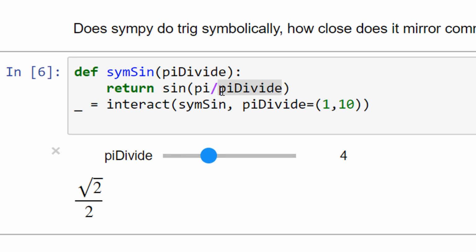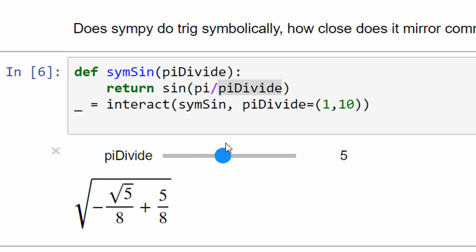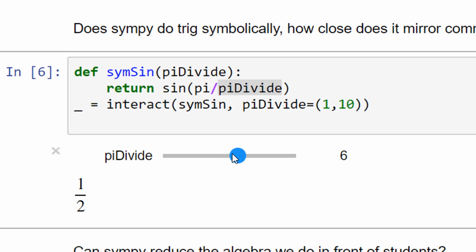Pi divided by 4 is 45 degrees. I usually write 1 over the square root of 2. It seems like this has become more popular with Mathematica and other computer algebra systems, Wolfram Alpha. And I don't ever write this. This is pi divided by 5, which is 36 degrees, and that is not in my symbolic library that I use writing homework or lectures or anything. So it's going beyond me.